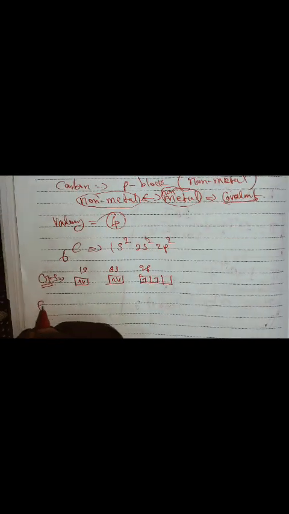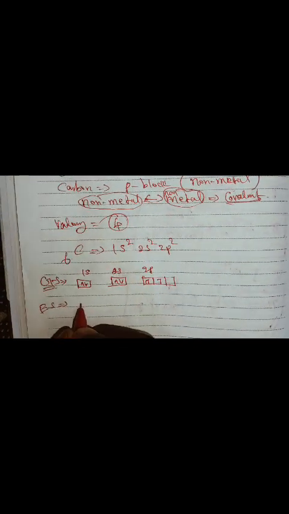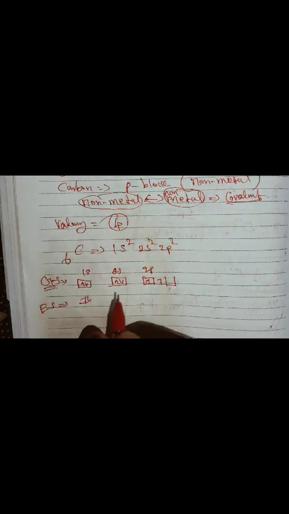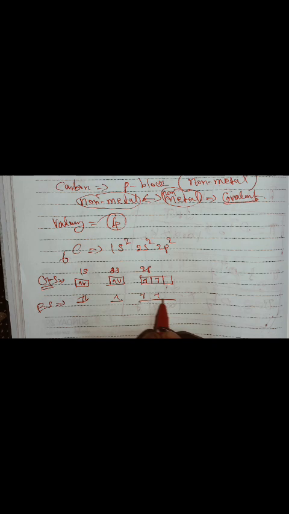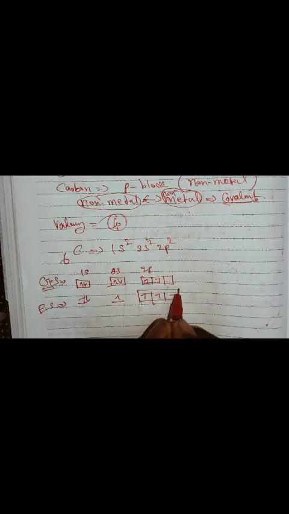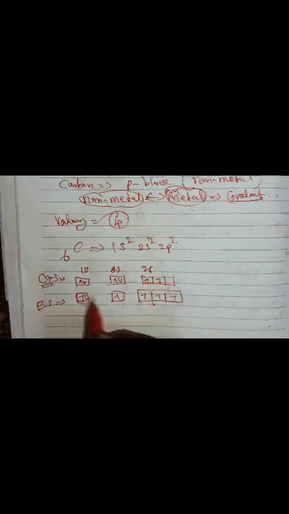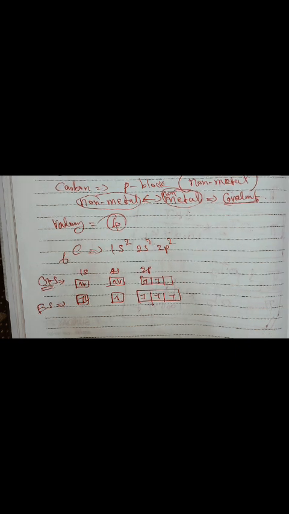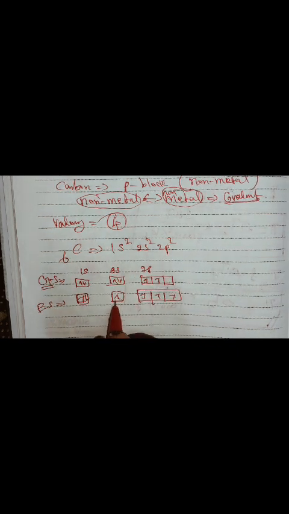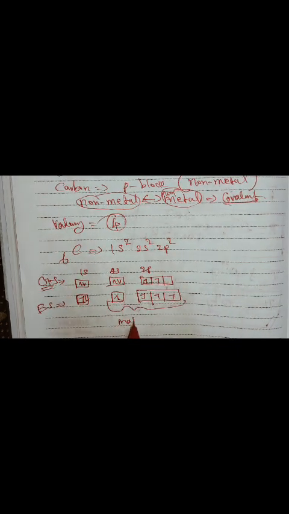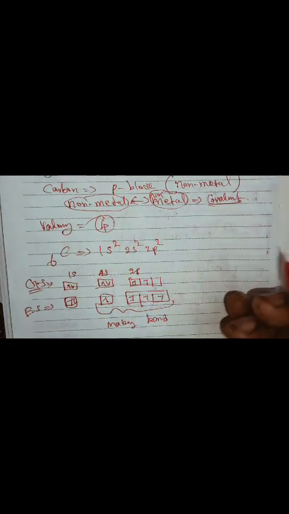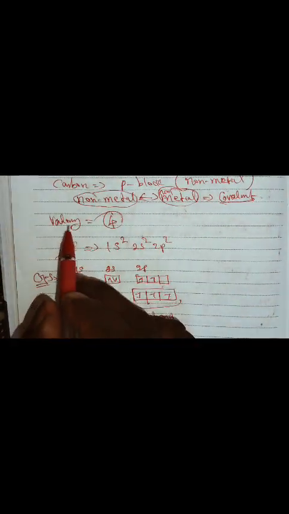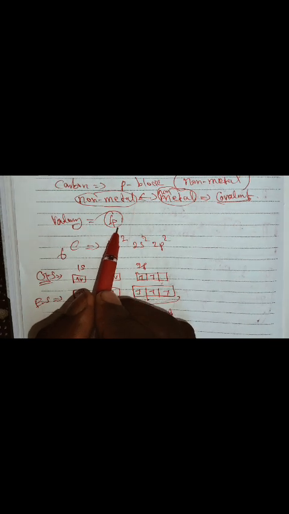In the excited state, one electron of 2s is promoted to the 2p cell. So in the valence shell, 4 unpaired electrons are present. Such 4 unpaired electrons make bonds, and that is a covalent bond. So the covalency or valency of carbon is equal to 4.